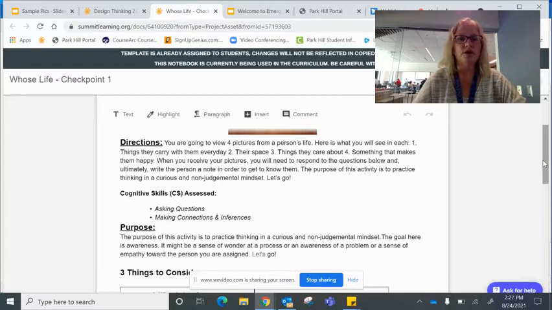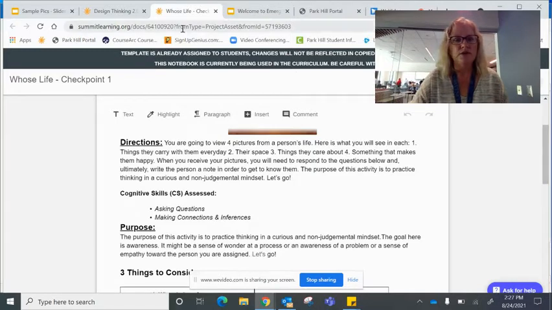The 4 pictures are going to be, number 1, things that they carry with them every day, like in their backpack or purse or whatever. 2, a picture of a space of theirs. 3 is going to be a picture of things that they care about. And 4 is going to be something that makes them happy. So on this slide that you get, you're going to see these 4 pictures, okay? When you receive those 4 pictures, what you want to do is dig into them, look at the detail, and figure out everything you can about those 4 pictures, okay?